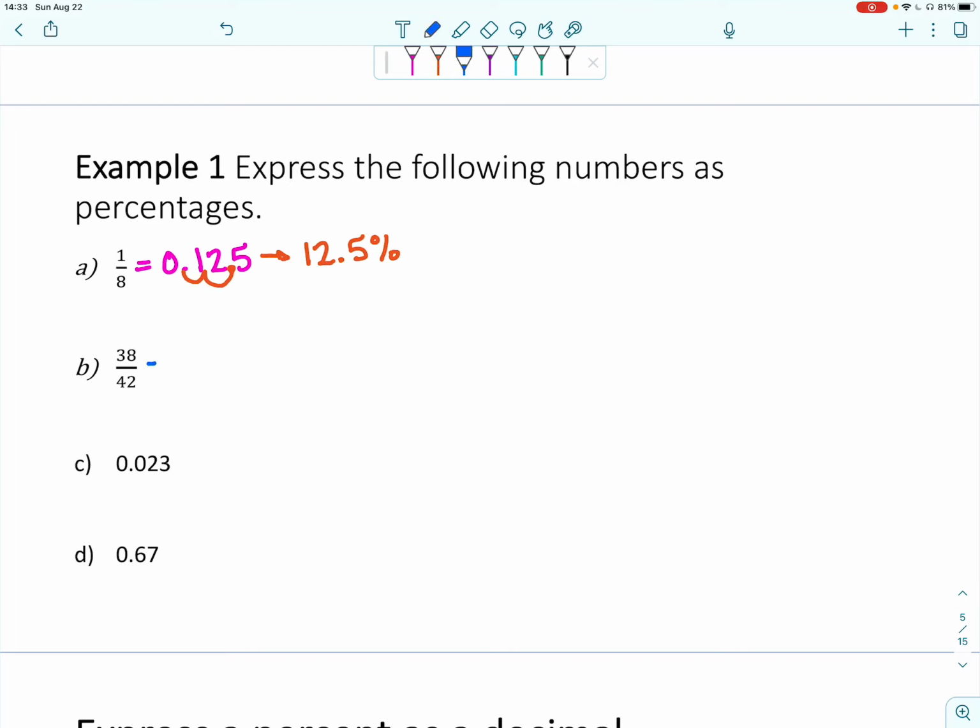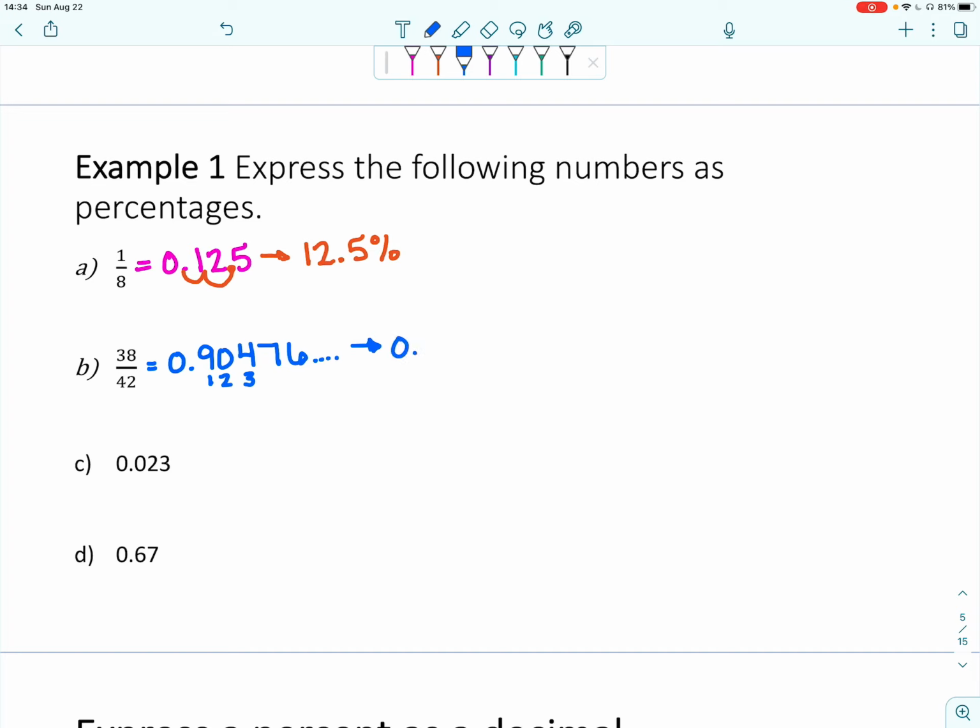Second example, 38 out of 42. So type that into the calculator, 38 divided by 42. Now this one gives us a much longer string of decimals, so we want to make sure that we always give at least 3 places after the decimal point when we write down the decimal. So this gives us 0.90476... There's a lot of numbers after that. So when I write this down, I want to go to at least 1, 2, 3 numbers after.